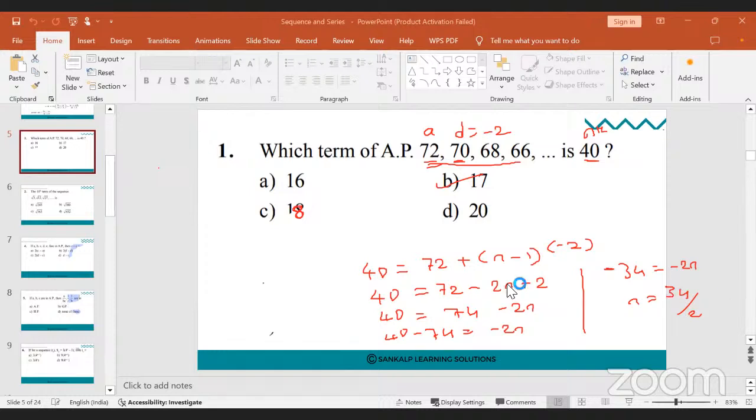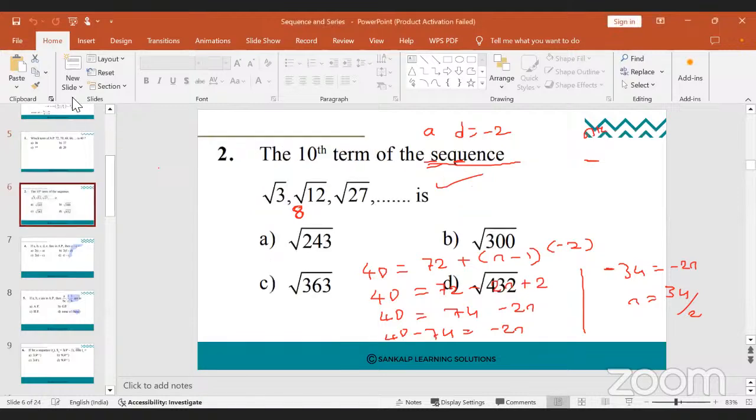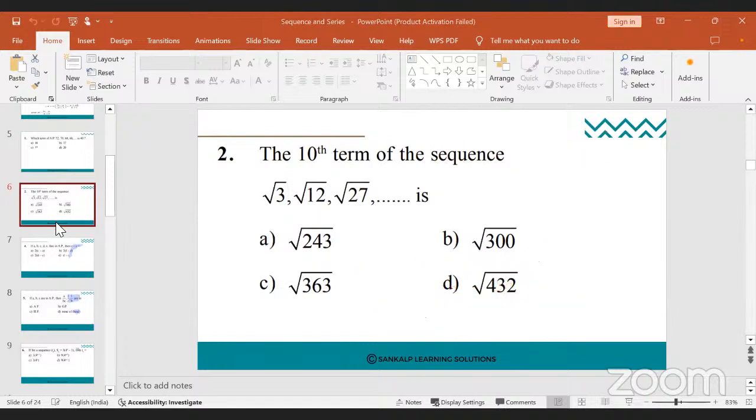Okay. So shall we move on to the next question? We'll move to the next question now. Question number 2. Yes, we clear the drawing. Now, the 10th term of the sequence root 3, root 12, root 27 is. What is the 10th term here? They are asking a direct question.